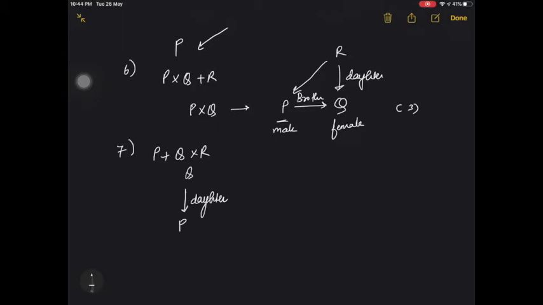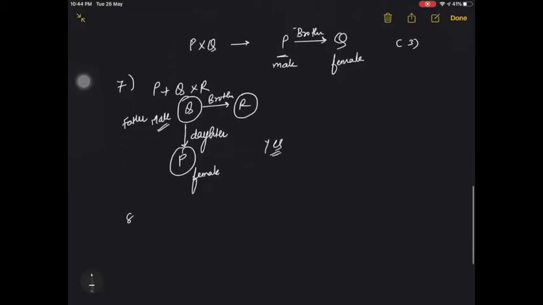So here Q into R. So Q is the brother of R. So Q, if it's a brother, he's a male, so he will become a father. P is a female, the daughter. And R will be the uncle if it's related to P. So what is the question asking you? P is the niece of R. Yes. R is the uncle of P. So your option 1 is correct.